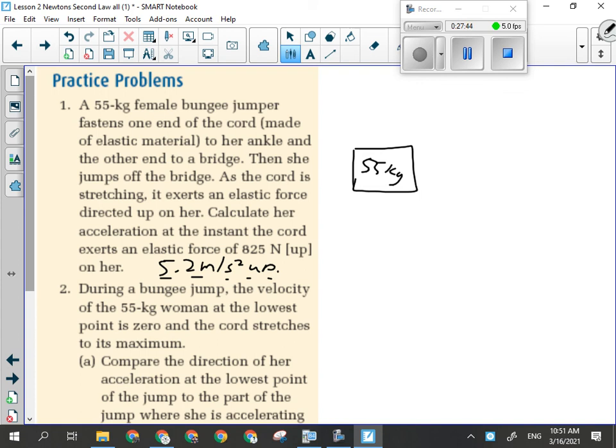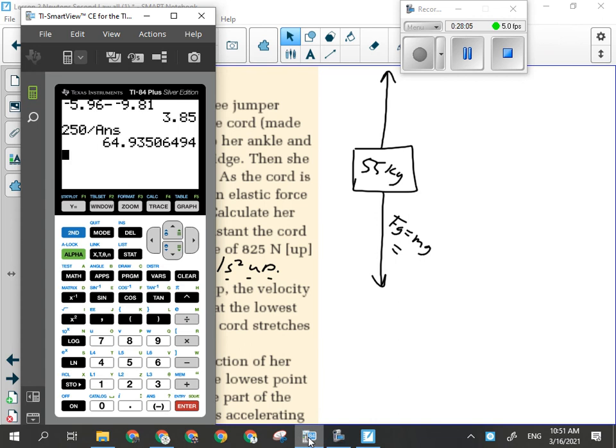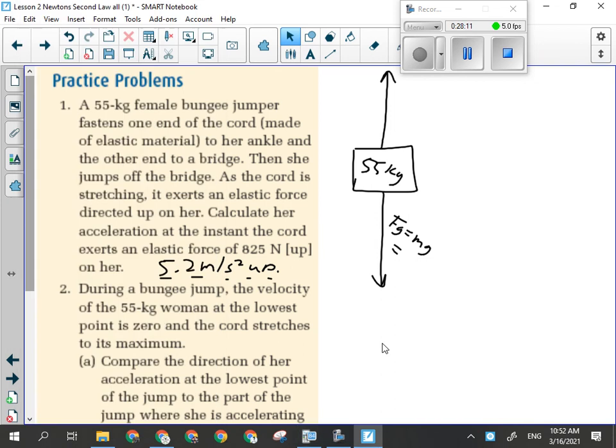Okay, so she's going to have this cord that is going to pull upwards on her when it becomes taut. Obviously when she's in free fall, it's just slack and it's not doing anything. So there's a force of gravity pulling down on her, which I can calculate because I have her mass and I know what g is. So really quickly, we're going to calculate that force of gravity, 55 times 9.81, so 539.55 newtons.